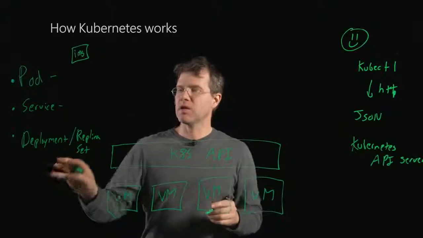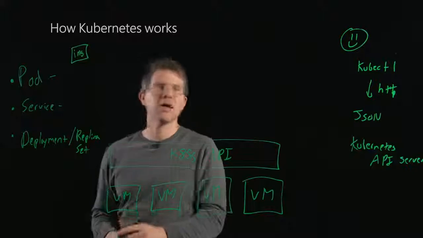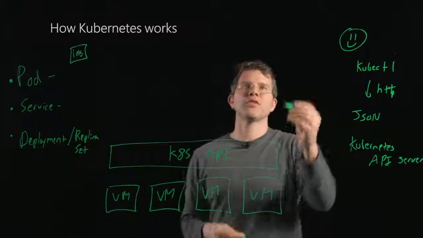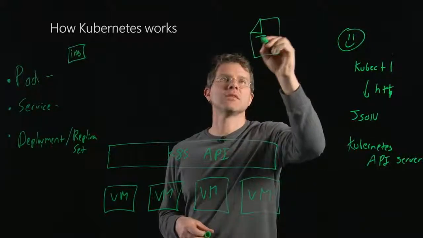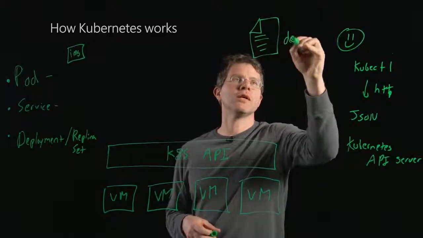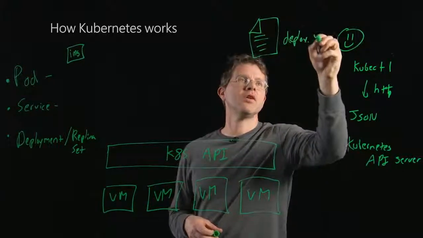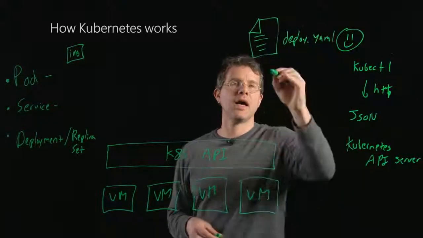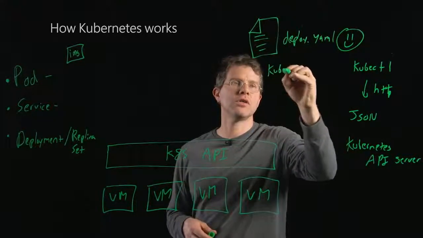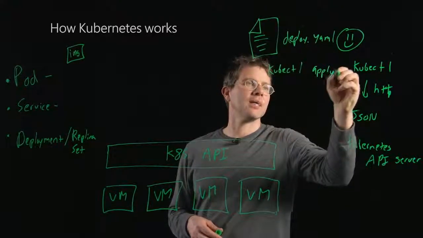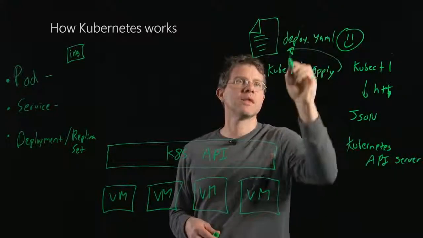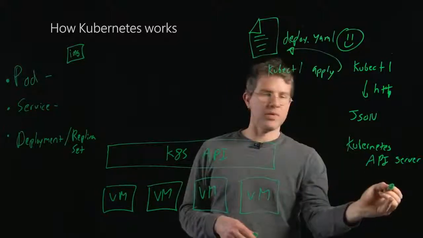To do that, I'm going to create a deployment. And so I'm going to say, hey, I want to create a deployment. It's represented generally as a YAML file. I'm going to create that deploy.yaml. I'm going to say kubectl apply, and I'm going to give it that file. And that's going to send it through to the API server.